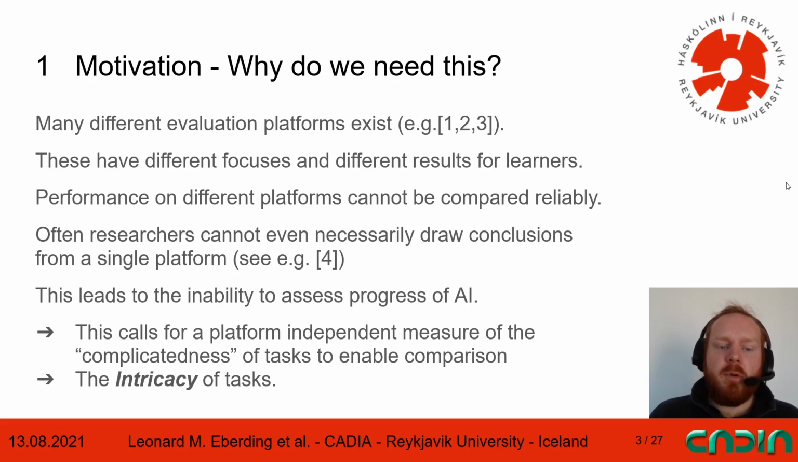Sometimes we even have the problem that, even in a single platform, we can't really draw conclusions on the progress of AI, as has been shown using item response theory. This all leads to the inability to assess the progress of AI or AGI, and calls for a measurement that can be used platform independent, such that such an assessment is possible. This measure we introduce in this talk, and we think of it as the complicatedness of tasks, or as we call it, the intricacy of tasks.